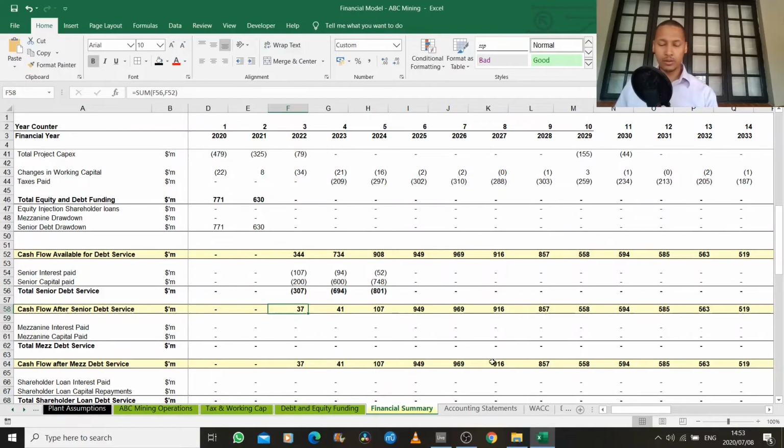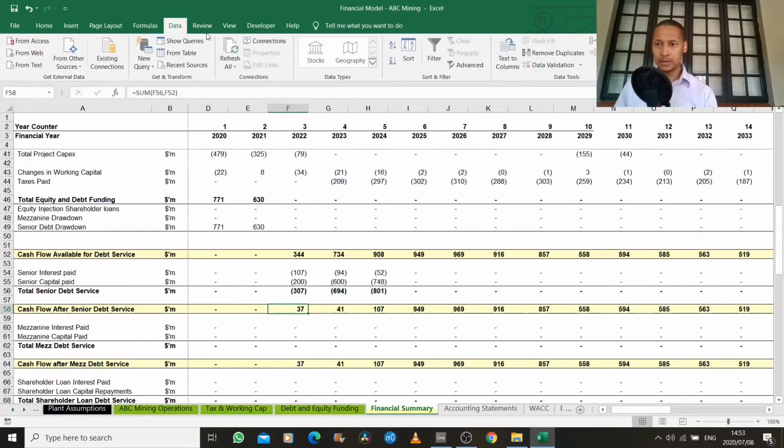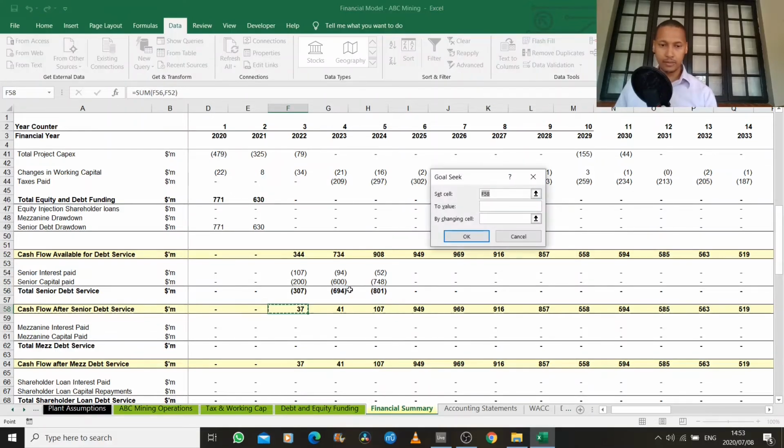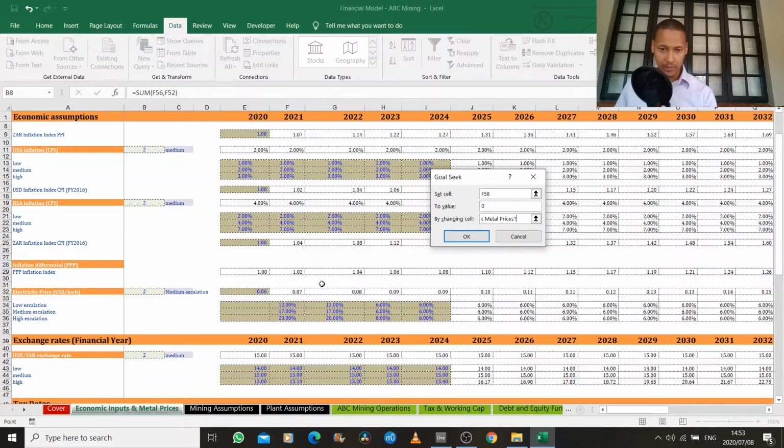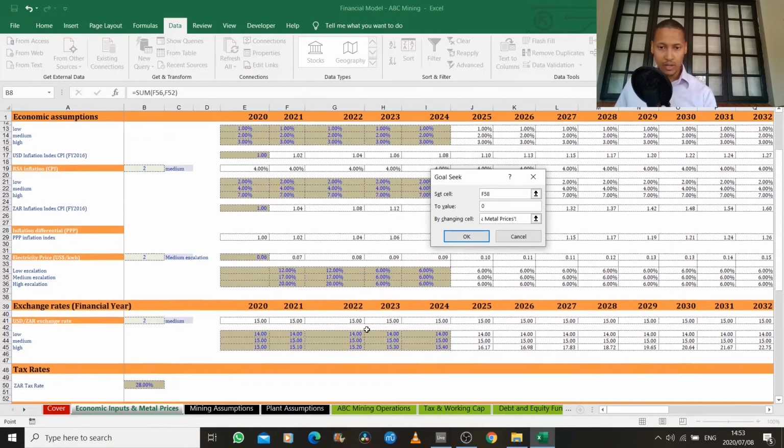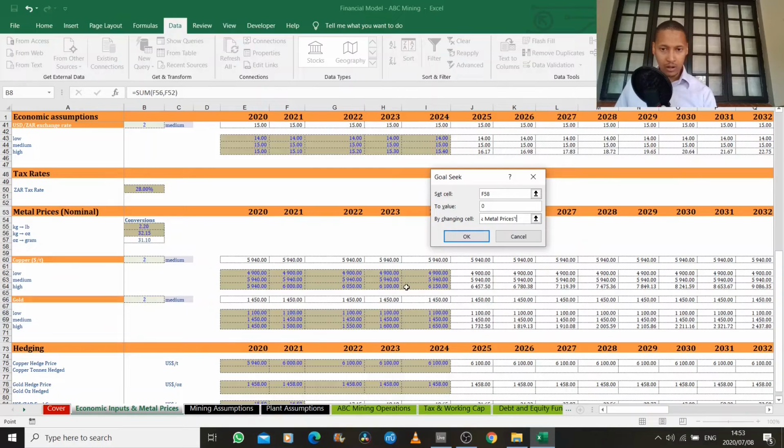So what I will do is I'll say data, what-if analysis, goal seek. I'll set the cash flow after debt service in that year to 0, and I'll change the copper price to determine the copper price that gives me a 0 value. Now I have to go to the initial input of the copper price, and it would have to be a hard-coded number. That year was 2024, and my initial hard-coded value for copper is, actually it's 2022. My initial value is this 5,940, which goes into my choose function. So I want to find the break-even copper price.